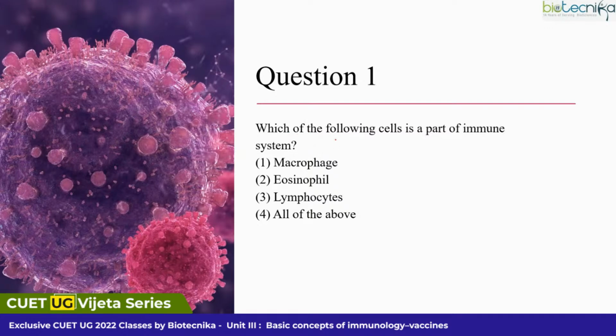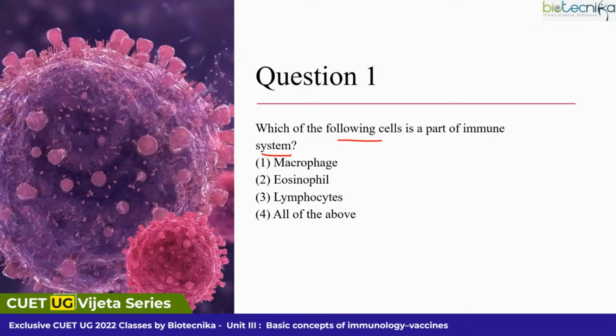Which of the following cells is a part of the immune system? Macrophage, eosinophils, lymphocytes, all of the above. So it is a simple question. Anybody knows the answer of this? All of the above. Very good, Aparna.